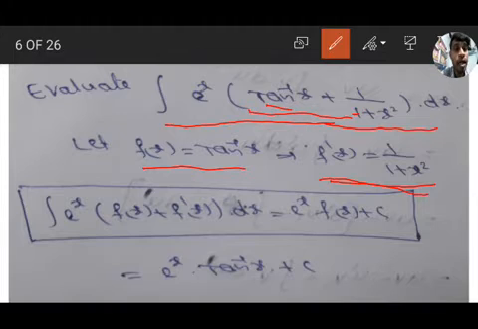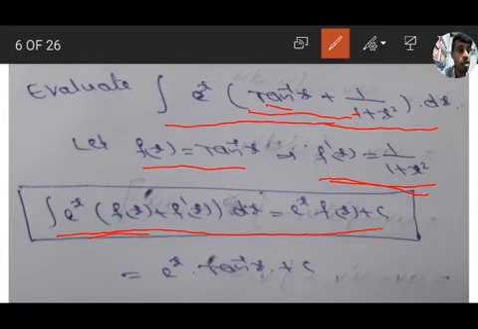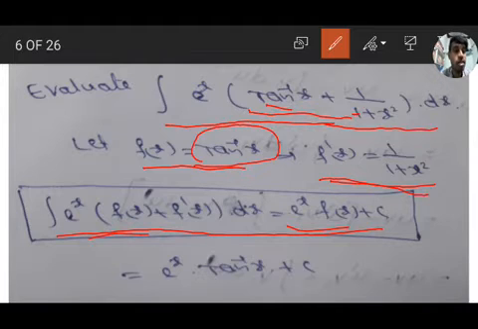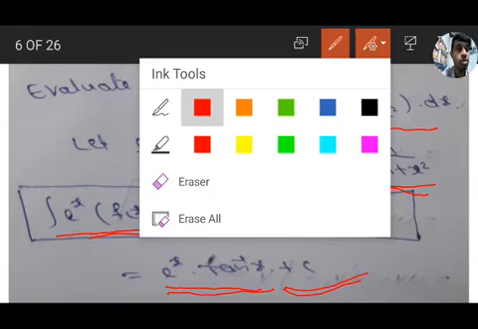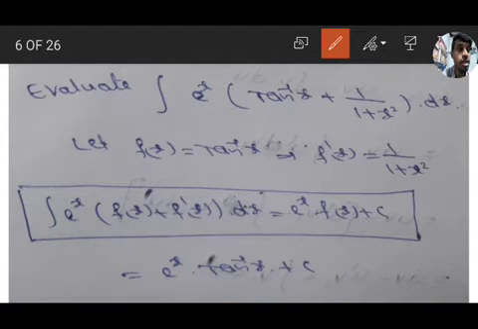Therefore it is of the form integration e to the power of x into f of x plus f dash x dx. Therefore that's equal to e to the power of x into f of x plus c, where f of x equal to tan inverse x. Therefore e to the power of x into tan inverse x plus c is the answer. So in this we have to identify what is the function and its derivative. Answer is e to the power of x into f of x plus c.